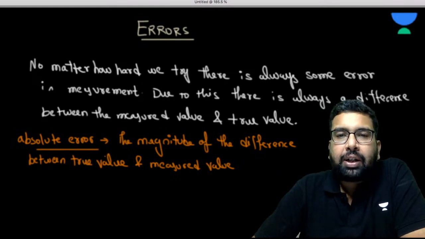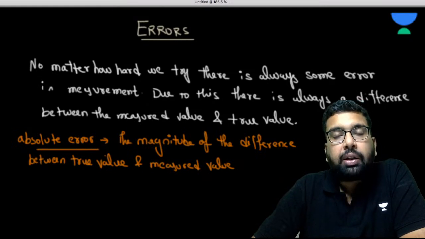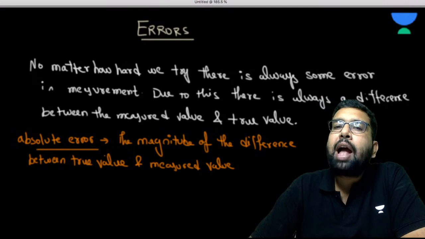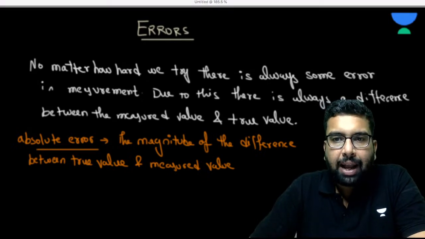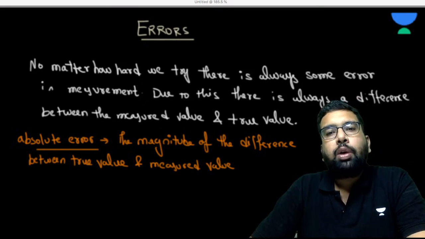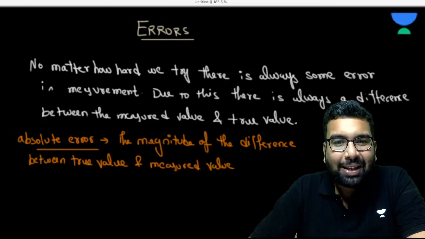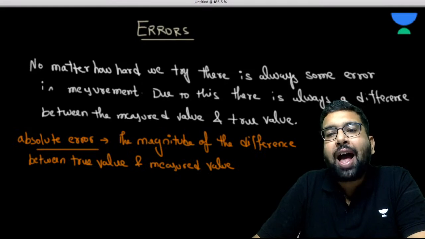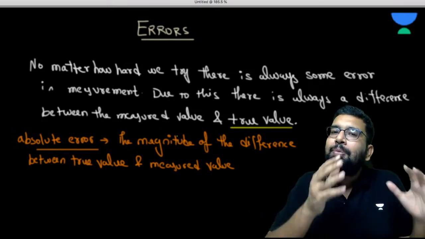So what is absolute error? There is some true value and there is some measured value. The difference between the true value and the measured value, when you observe the magnitude of it only, gives you the absolute error. Now the problem is that, as you said, however hard we try, we are not able to get the true value. There is always some difference.